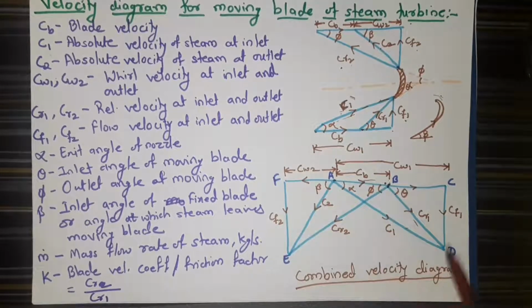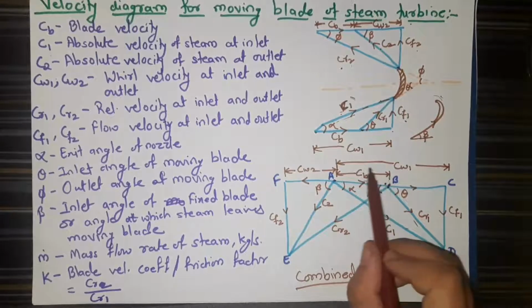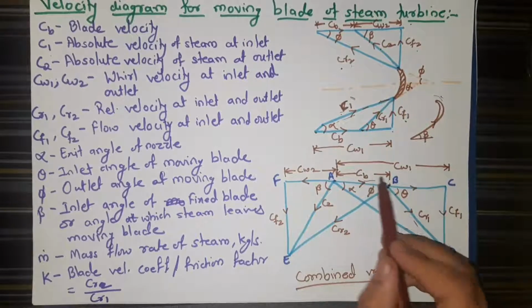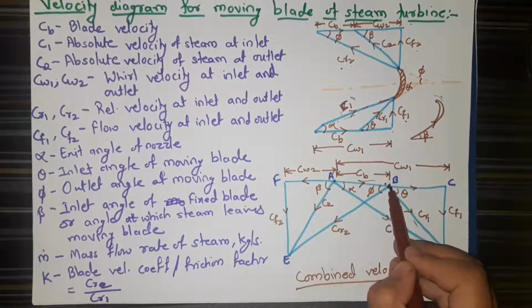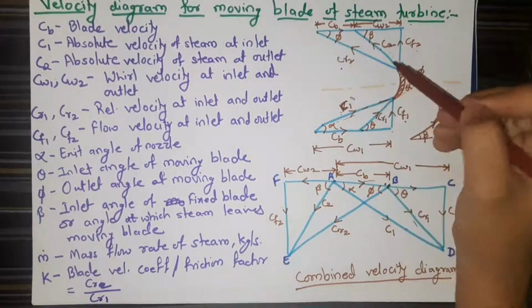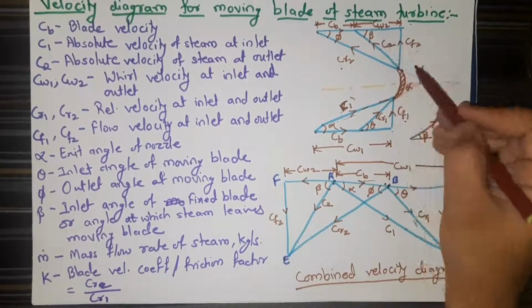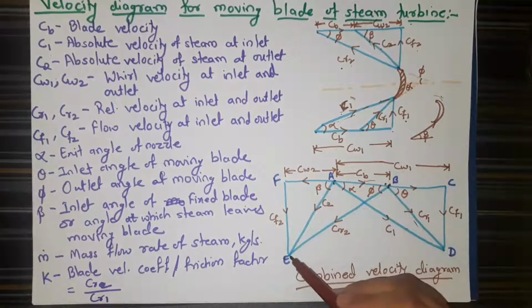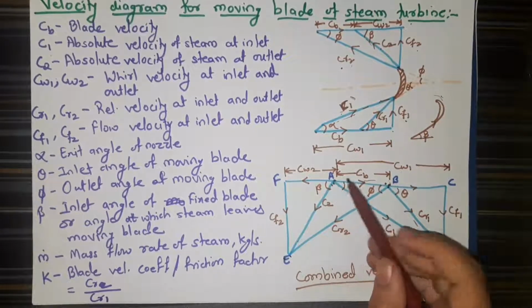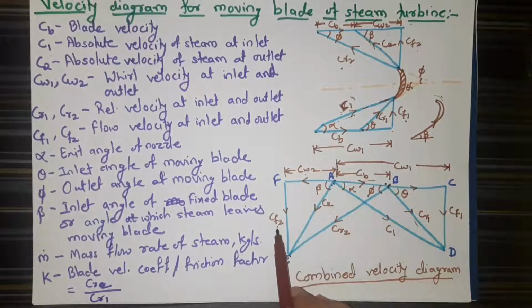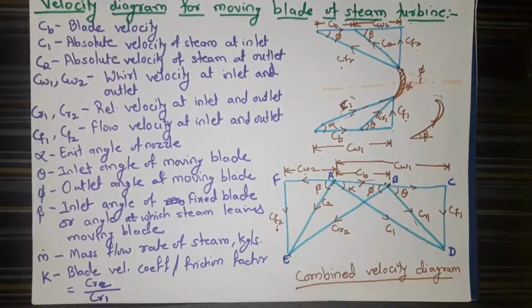Now in a combined velocity triangle, CB is kept same, and from one of the end, you can see here there is CR2. So here it is CR2, and from the another end there is C2. So this is C2. C2 has again two components, that is CW2 and CF2. So this is what the combined velocity diagram is. This diagram is mostly used when construction method is used for solving the numerical.